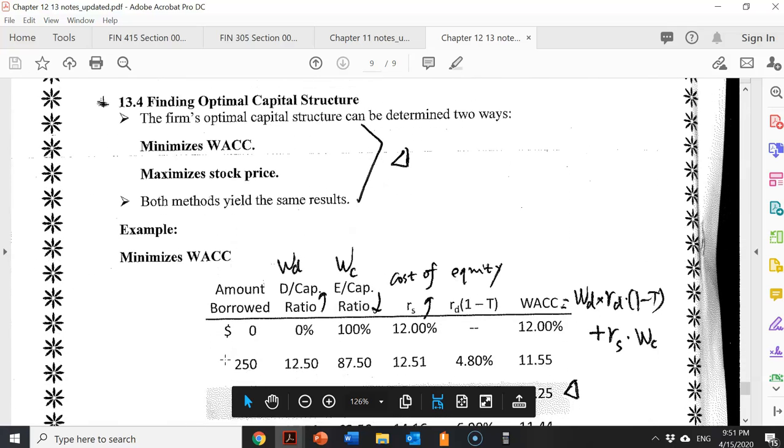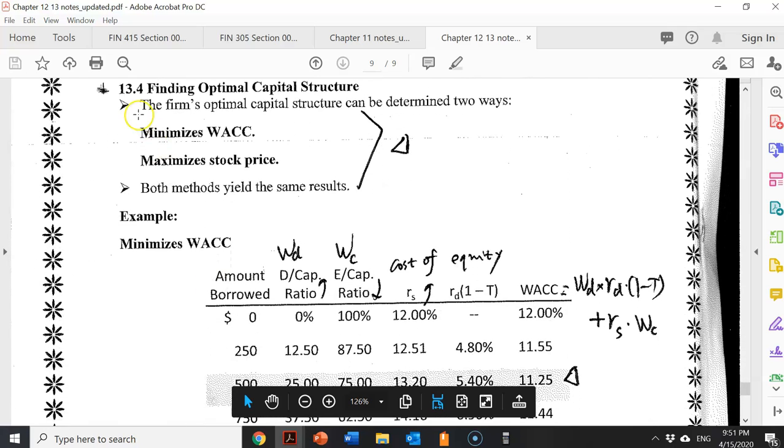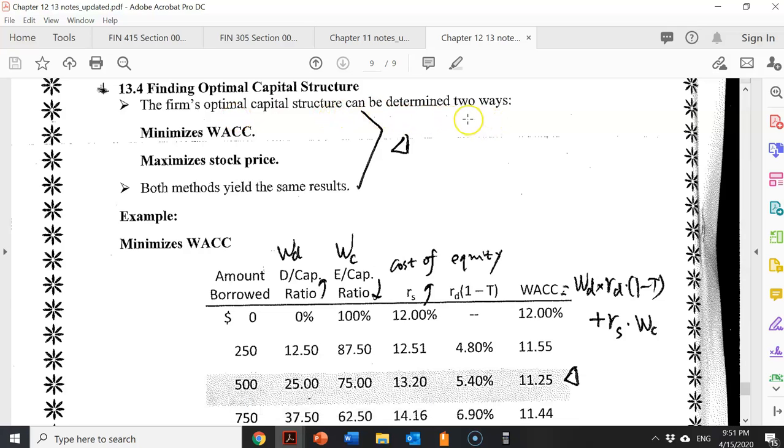Finding optimal capital structure. The firm's optimal capital structure can be determined in two ways: minimize WACC or maximize stock price. Both methods yield the same results.